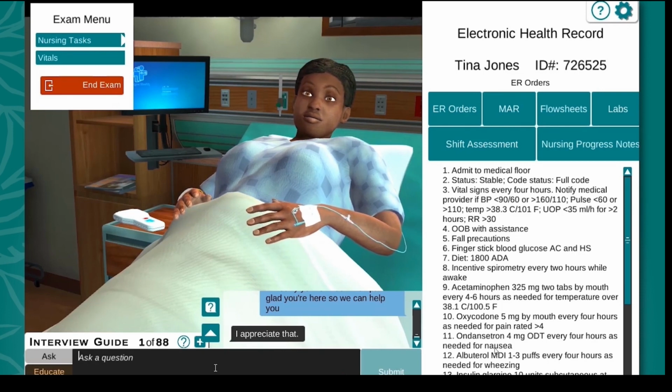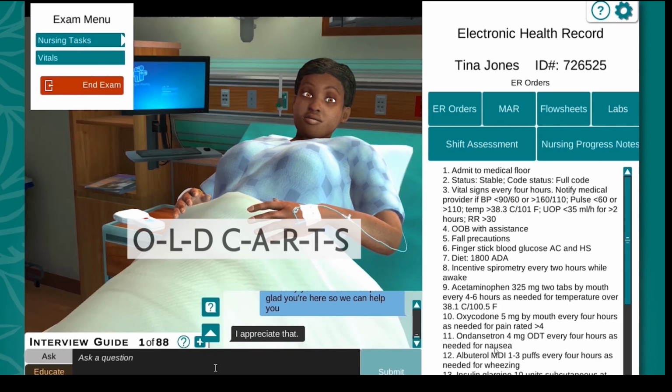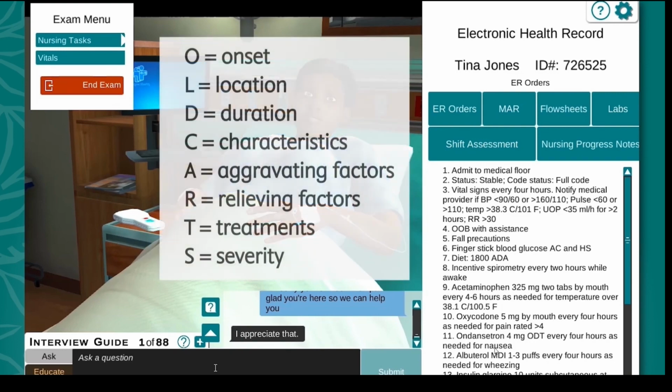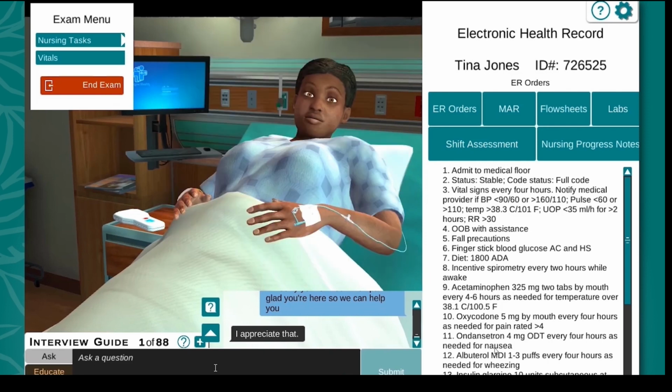Let's move on to get more information about Ms. Jones' foot. We are going to begin to qualify her symptoms and get more information on her injury. I like to use the OLDCARTS acronym as a reminder of what to ask. O is for onset, L location, D duration, C characteristics, A aggravating factors, R relieving factors, T treatments, and S for severity. I think you get the idea. You would continue to get all of the information necessary to give you the entire picture of the current situation.